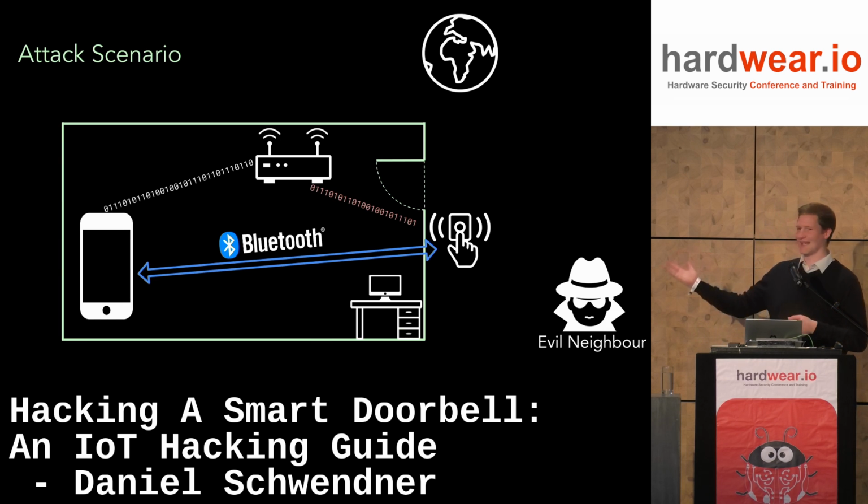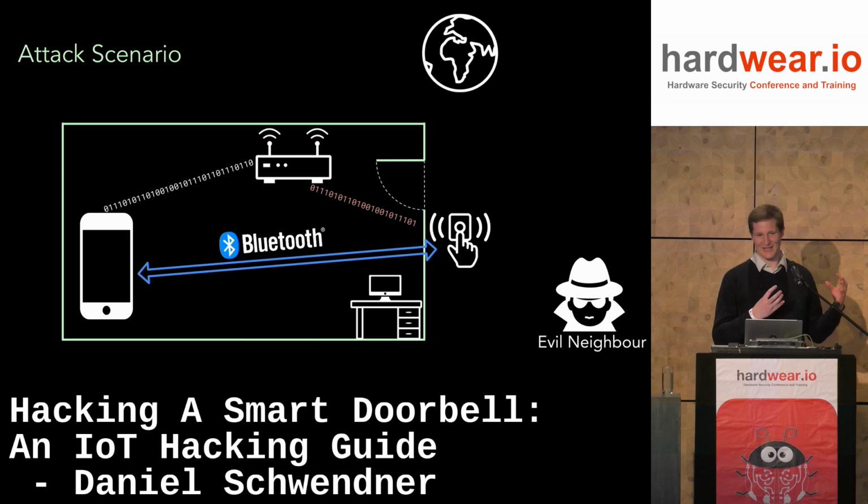So this is the attack scenario I was actually looking at. Imagine you have an evil neighbor who wants to hack you and see who is visiting you. So we call him evil neighbor for now. And this is your home. You have your Wi-Fi router, you have your phone in it, you have your PC and your desk in it, and the front door is your wireless doorbell. Now your evil neighbor tries to get as much into your network as he can.